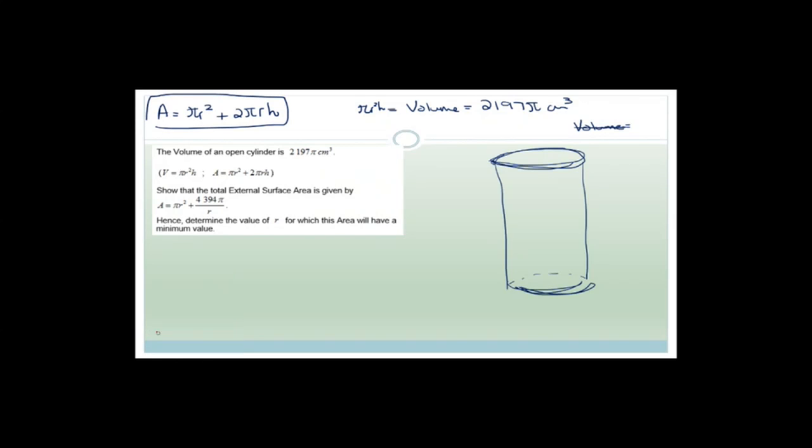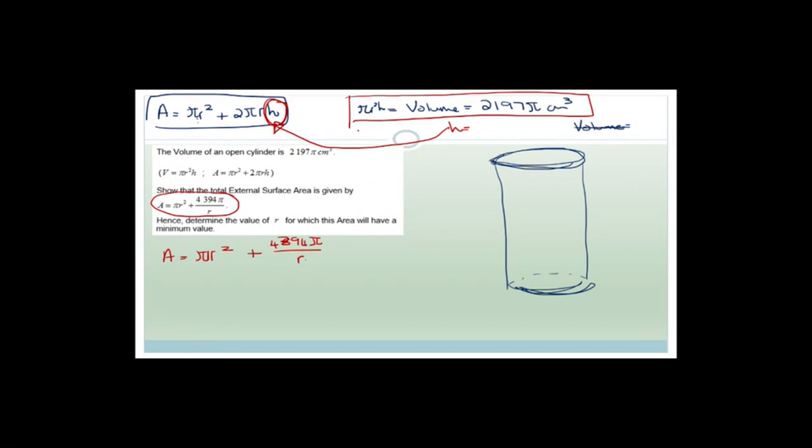Now, I want you to have a look at this equation. It says A is equal to pi r squared plus 4394 pi over r. What is missing in this equation that's in that equation? Do you agree that your h is missing? There's pi's and there's r's, but there's no h, okay? So we need to use this information to solve for h, and then we're going to substitute that h value into that equation and come up with this thing. Okay, do you understand? So you need to think about these things. You need to see how you're going to go about it, okay? And you've got to think about why they gave you this information.